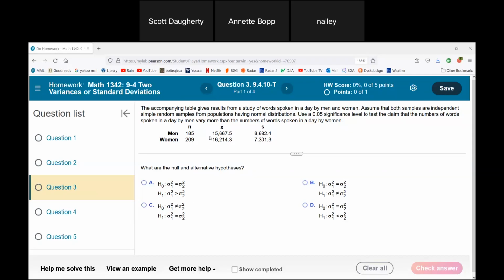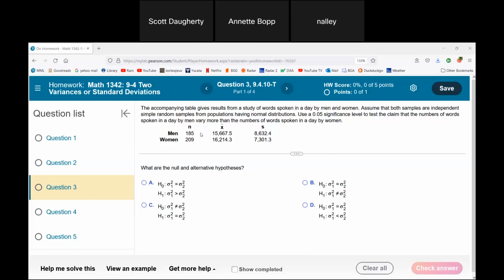The first thing I want you to notice is, first of all, this is a claim. So that's why we're going to do a hypothesis test to test the claim. But what they're claiming is that the number of words spoken in a day by men vary more than the number of words spoken in a day by women. It's not a claim about the mean number of words spoken in a day. It's a claim about how much the number of words vary.